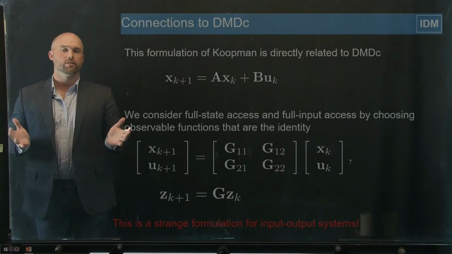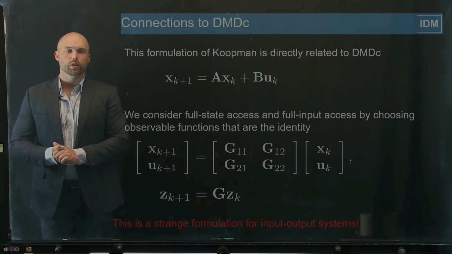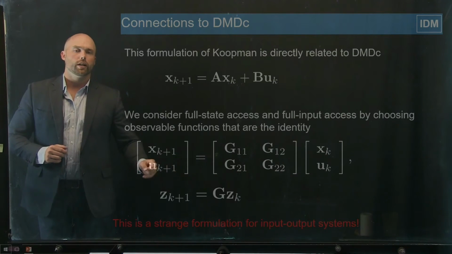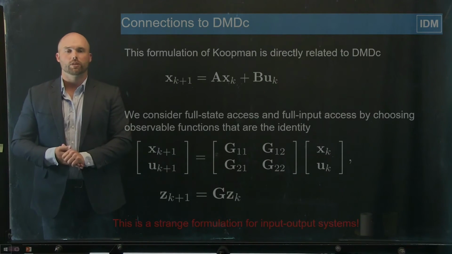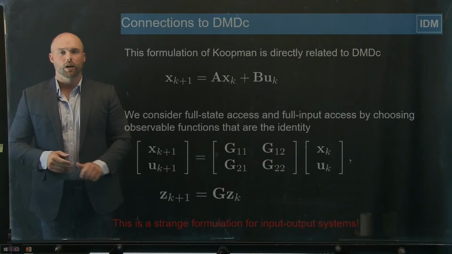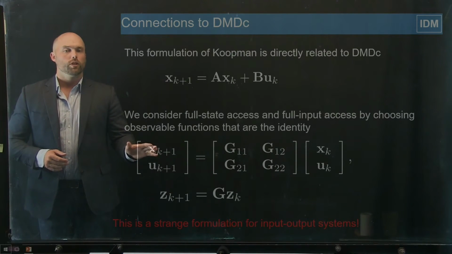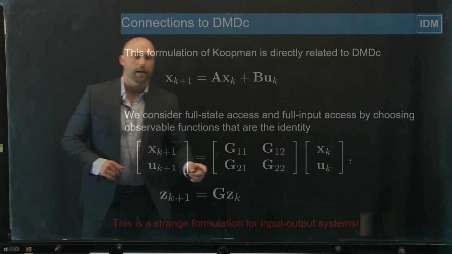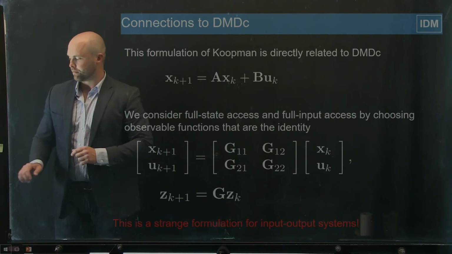But this is a strange formulation for input-output systems. For example, rarely do people want to try to predict how u of k plus 1 is evolving in time. Often, you just want to know your input relationships, so your current state and your input, and how it affects your future state.